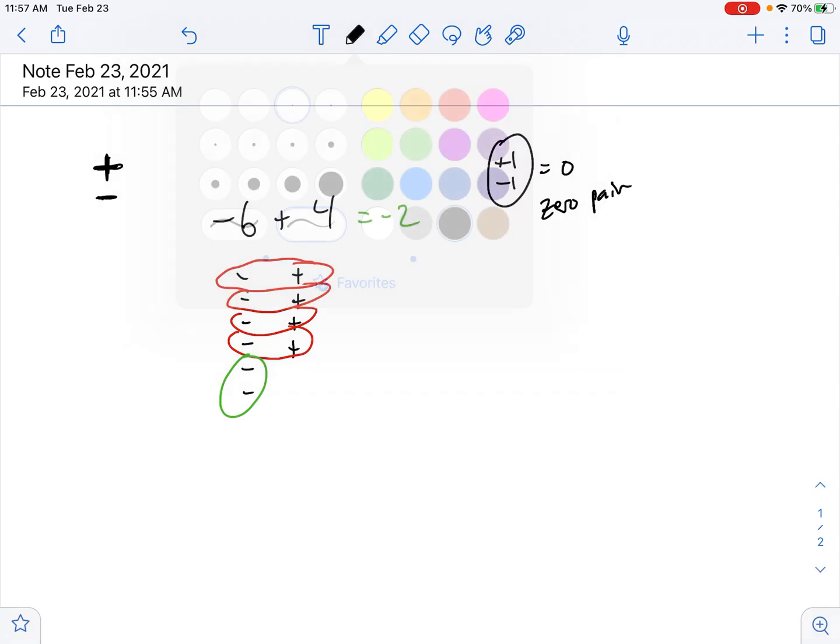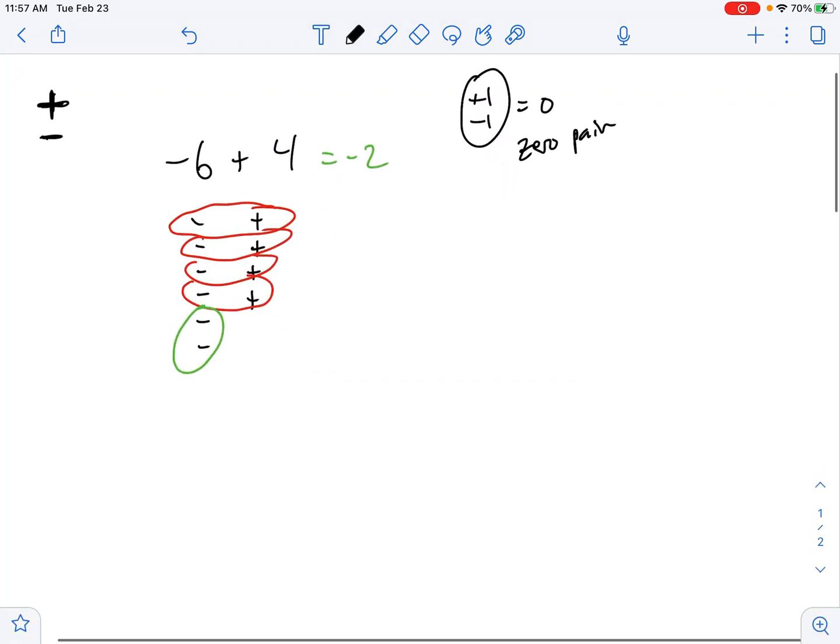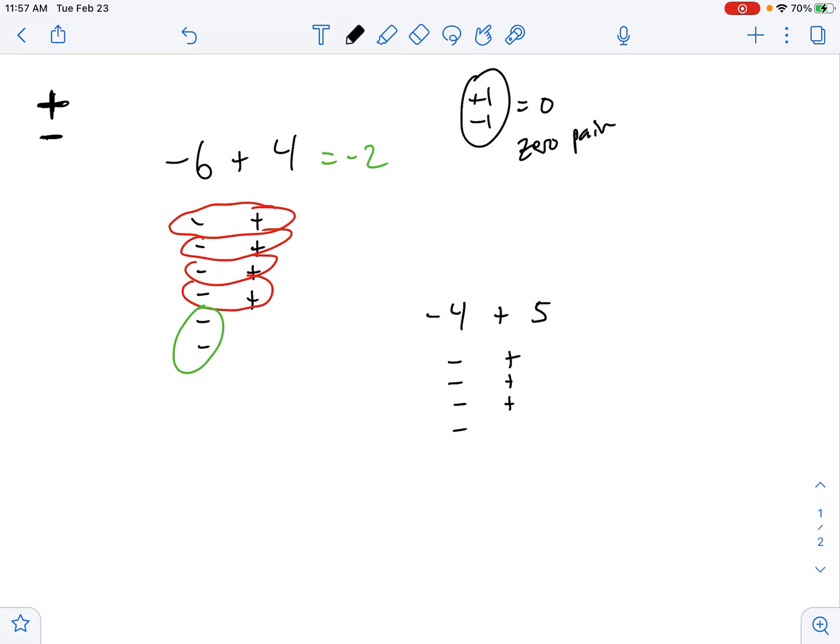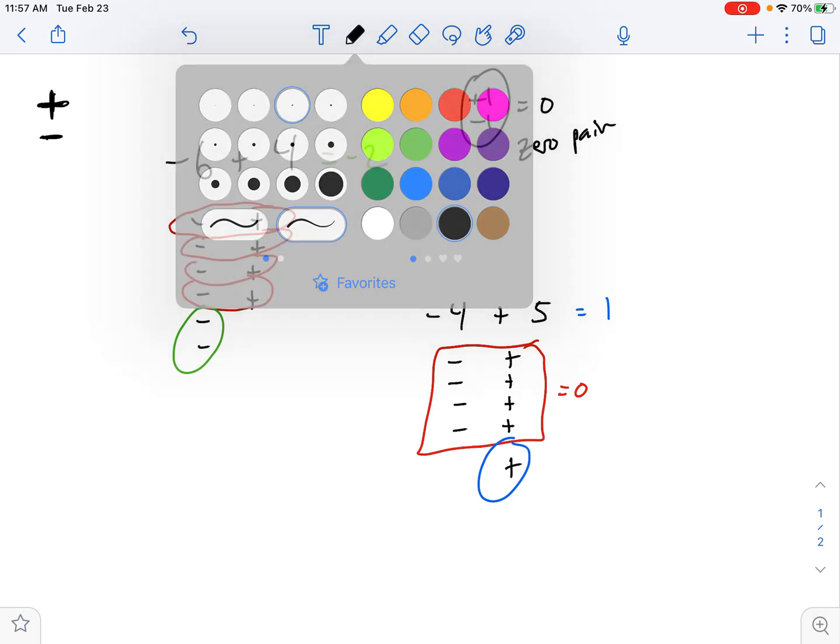Let me try a couple more. It's different until you do a little bit of it. Okay, let's try another one. Let's start with -4. I'm going to start with some negatives again, and add some positives to it. I'm going to add +5: 1, 2, 3, 4, 5. Now if you look at the zero pairs, there's 4 sets of those, and together that equals 0. Then I'm left with a +1 right there. So -4 plus 5 equals +1. So that's how chipboards work.